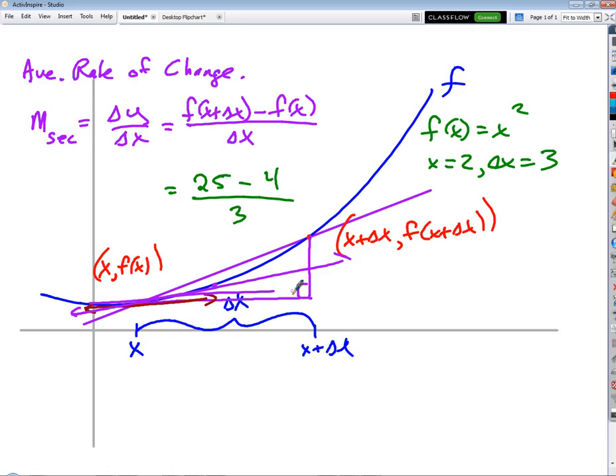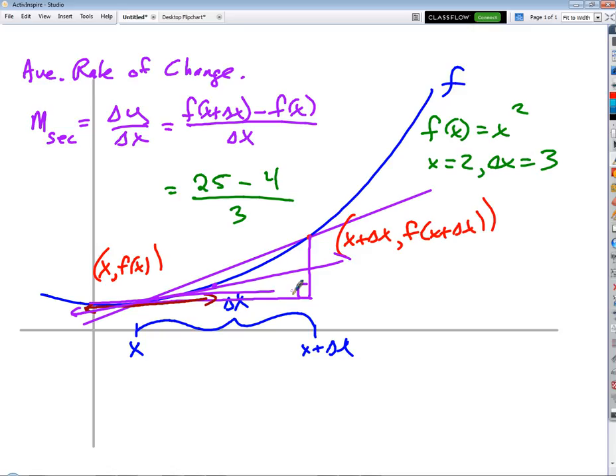Or is it? What could we do? We've studied some things that might allow us to push that approximation. Which means, what are we doing? We're taking a limit as delta x approaches what? 0, right? You see the idea?